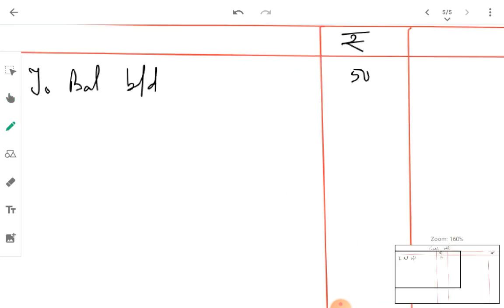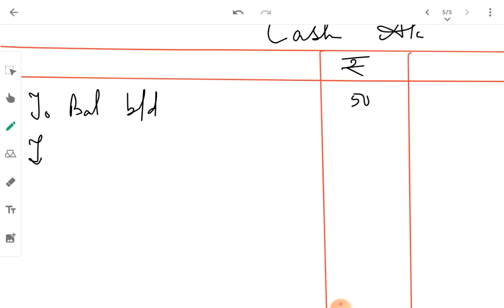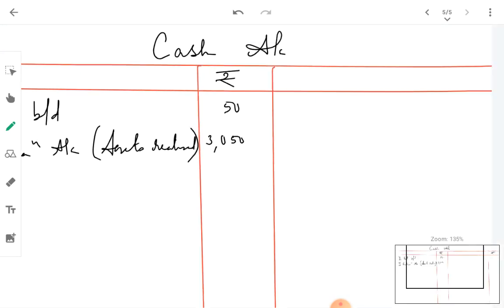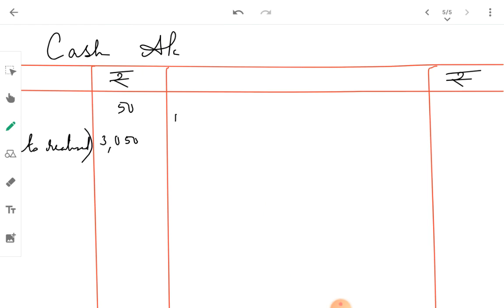And the entry will be to realization account. This is assets realized. So assets realized amounted to rupees 3,050 only. And after that, we also paid some expenses, right? We had realization expenses. So by realization account, in brackets expenses, they amounted to just rupees 50.